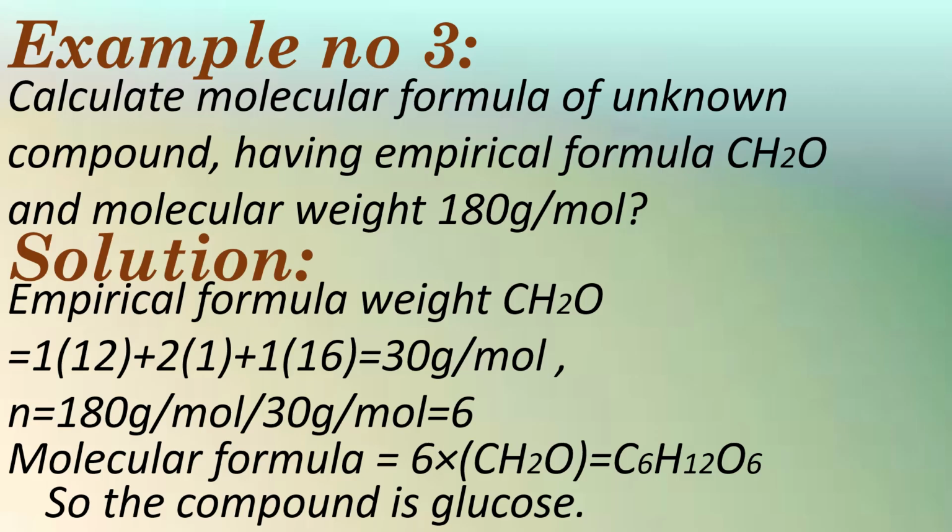Solution. First, we will calculate the empirical formula weight of CH2O, that is, 1 is the number of carbon atoms into 12 is the atomic weight of carbon, plus 2 is the number of hydrogen atoms into 1 is the atomic weight of hydrogen, plus 1 is the number of oxygen atoms into 16 is the atomic weight of oxygen. After calculating, the empirical formula weight is calculated to be 30 gram per mole.